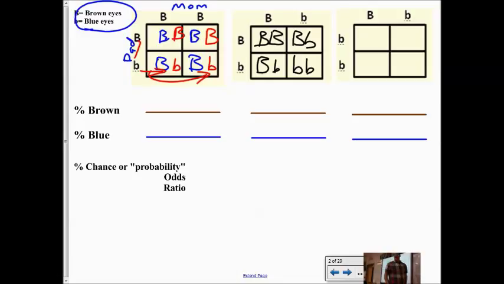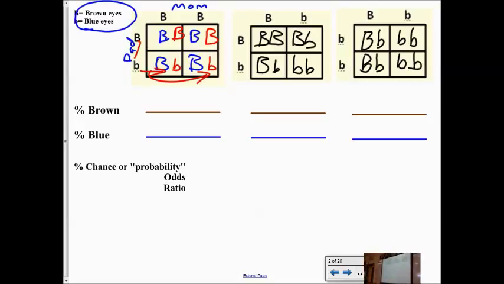Okay? These, mom and dad get together, we're going to get a Big B, little b. Big B, little b, Little b, little b. Big B, sorry, I screwed that up. Little b and Big B, little b, little b, little b. Okay.